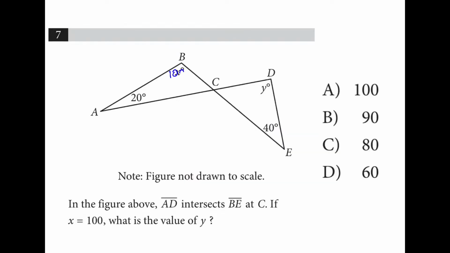So if this is 100 degrees, I can figure out this is 60 because the interior sum of all three has to equal 180. And this is a vertical angle, so it's also 60. And now I have 60 and 40, so y is 80 because they have to add up to 180.